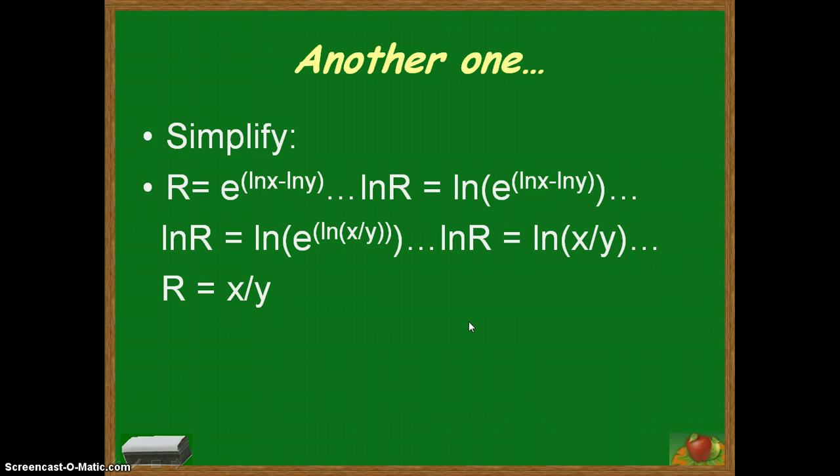Here's another one. Okay, again, simplify this: e to the natural log of x minus the natural log of y. In this case, I know ahead that I'm going to choose a different variable. It doesn't matter what variable you want to set it equal to. I choose r. I don't know why I picked r. It just seemed like a good letter at the time. I take the natural log of both sides. Natural log of r equals natural log, in parentheses, e to the natural log of x minus natural log of y. Maybe some of you see where I'm going with this.